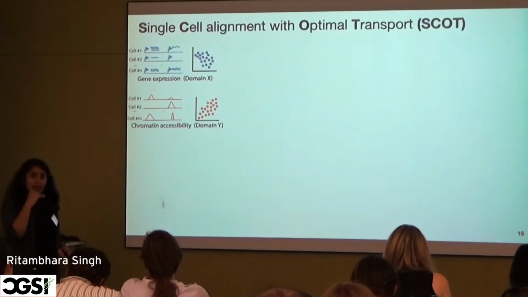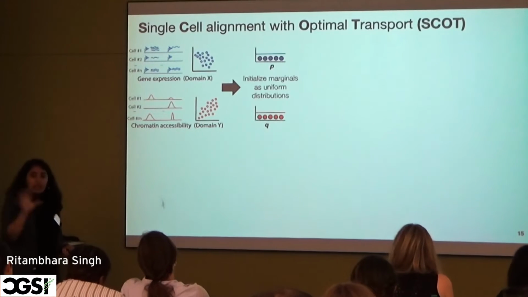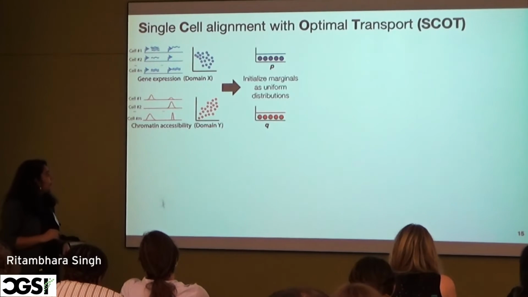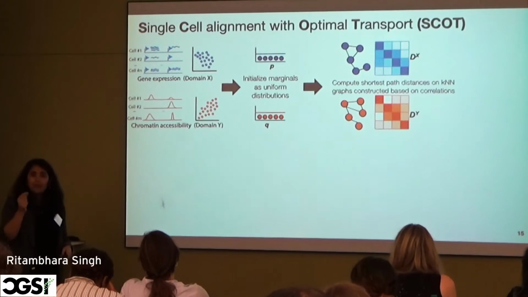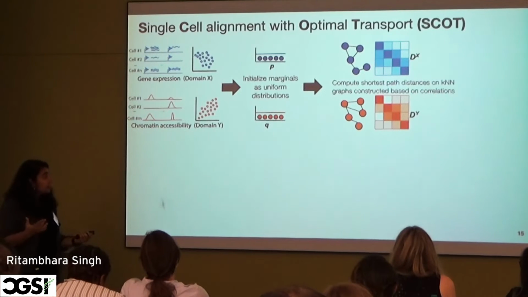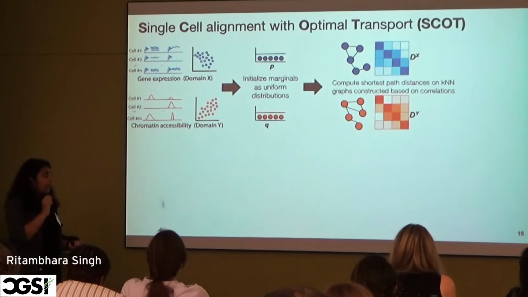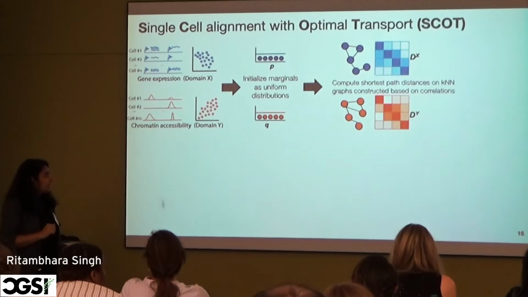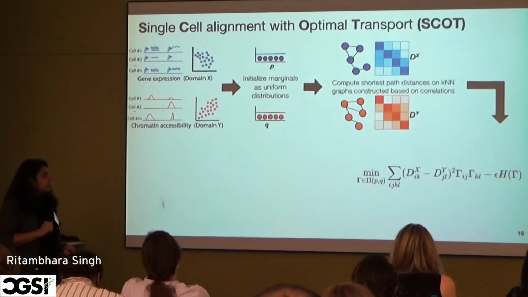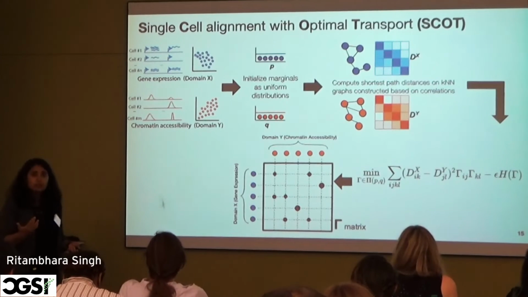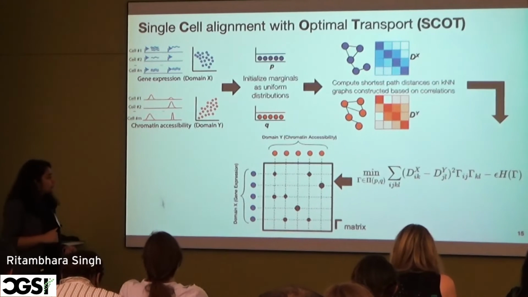So, we have two data sets, domain X, domain Y. We initialize all the marginals as uniform. So, in the beginning we are saying everything maps to everything uniformly. And because we need pairwise distances, we calculate these distance matrices. You can use anything you want. The thing that worked really well with us was calculating these distances using short path distances that we calculated by first creating KNN graphs. And then we feed this into the Gromov-Wasserstein function. And from this, we get our coupling matrix, which allows us to map distribution 1 onto the distribution 2.